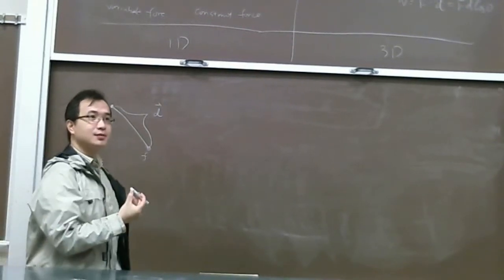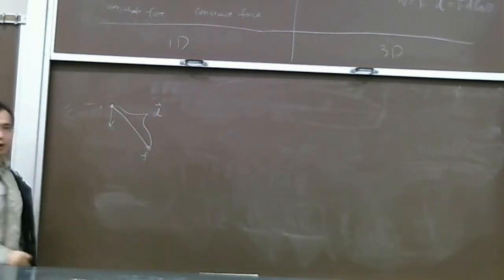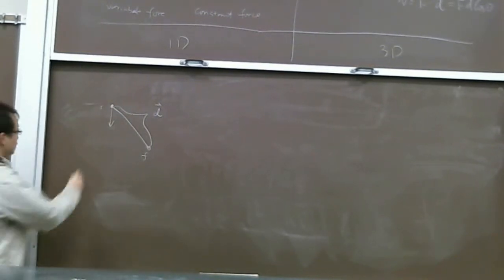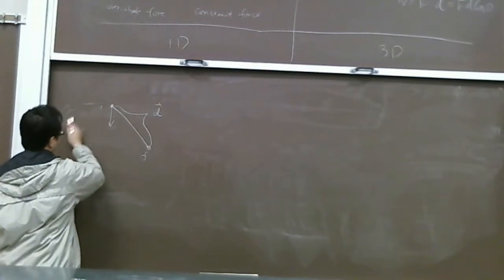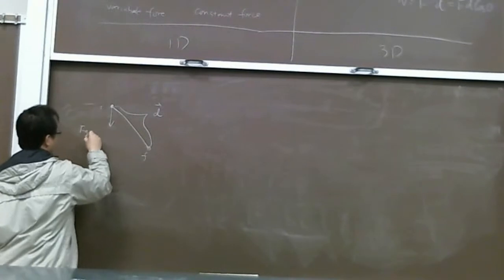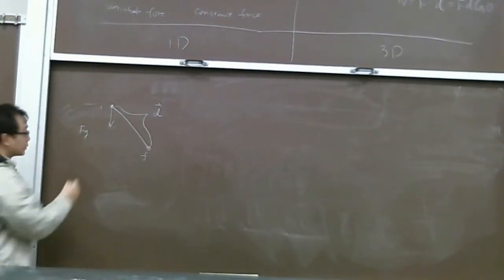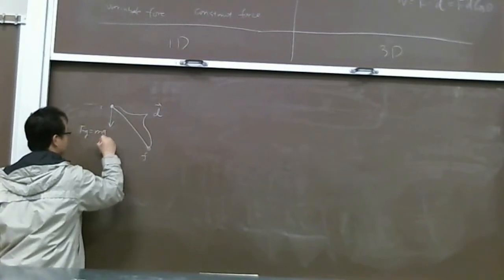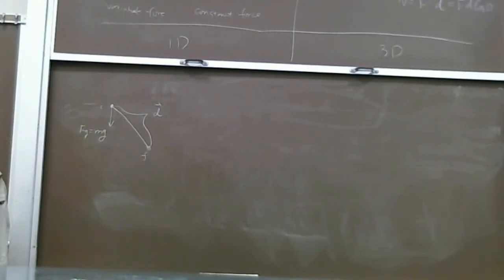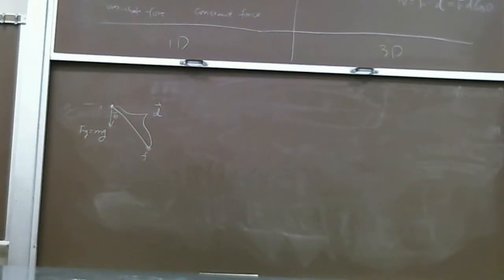Downward. Okay, so this is the gravitational force. Let's use Fg, because we need to use W for the work, equals mg. That's the gravitational force. And this is the angle between them, right?